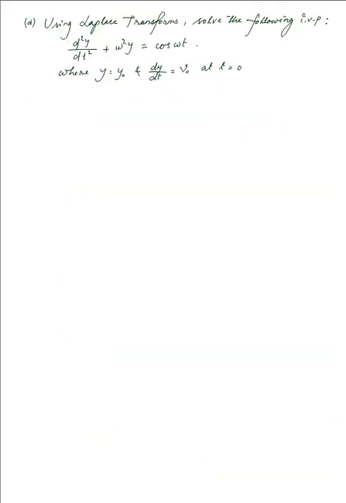And finally we have to solve this initial value problem using a Laplace transform. The equation is quite familiar, and we have the initial value conditions, that is y is equal to y naught and y prime, that is dy over dt, is v naught at the starting time, that is t equal to 0. Now in order to solve this, we just have to take the Laplace transform of the derivative terms, and then we can obtain the value.